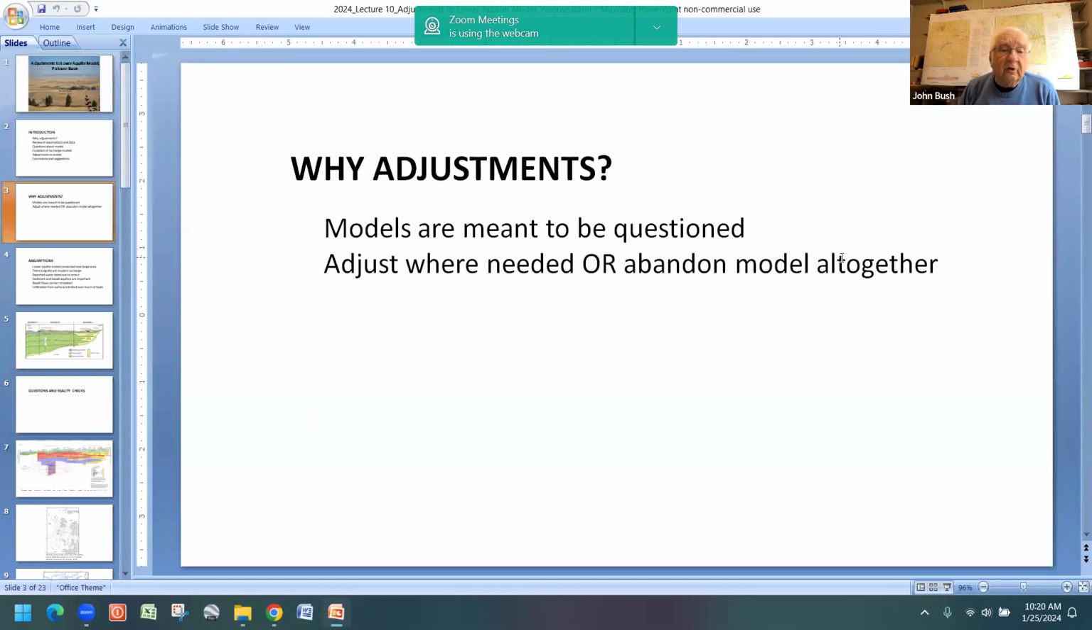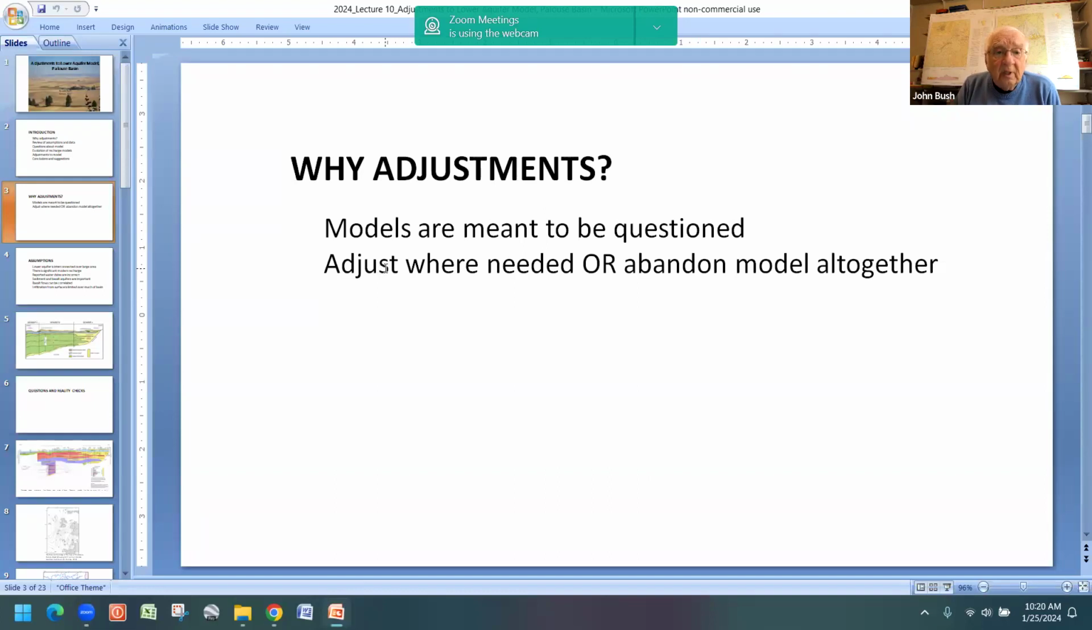So why do you make adjustments? I think sometimes we forget that there's never really a final answer. Models are meant to be questioned. They're a framework for thinking. So you have a model, you think about what you've learned, and you keep adding to that. At some point, if your model needs adjusting, you adjust it. You make the adjustments as needed. All models, whether they're qualitative or quantitative, the word model means they're a framework for thinking.